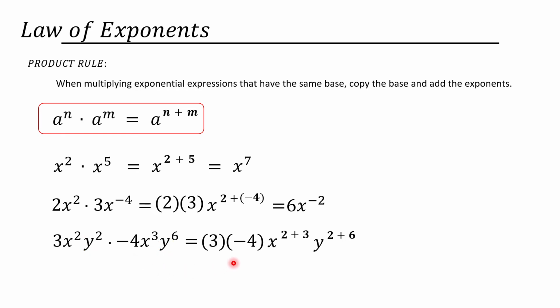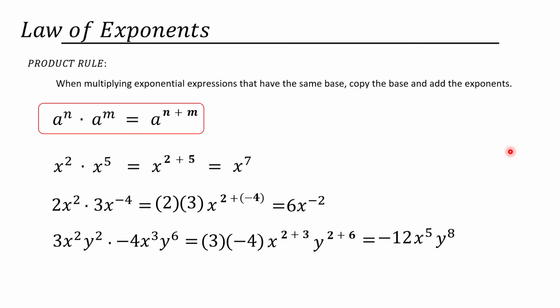That is equal to 3 times negative 4, that is negative 12. Then x raised to the power of 2 plus 3, that is x to the 5th. And we have y raised to the power of 2 plus 6, that is y to the 8th. Okay? So, therefore, 3x squared y squared times negative 4x cubed y to the 6, that is equal to negative 12x to the 5th y to the 8th. Okay? So, I hope may natutunan kayo.